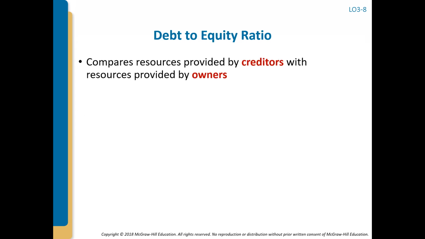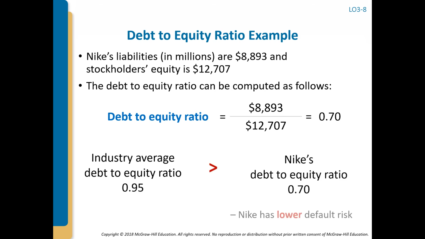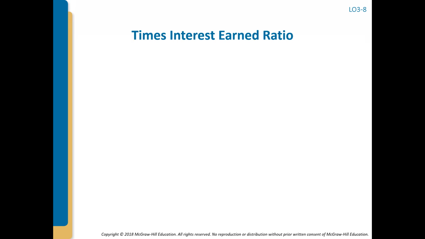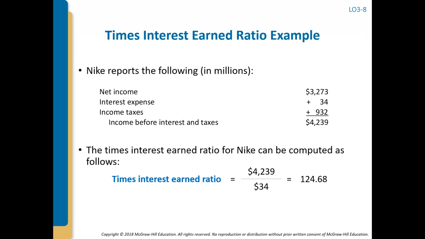Here are some examples. The debt equity ratio of Nike is 0.7, whereas the industry average is 0.95. So Nike has a lower default risk, because the industry average is 0.95, whereas Nike has 0.70. And the times interest earned ratio in the case of Nike is 124.68, which is really good.